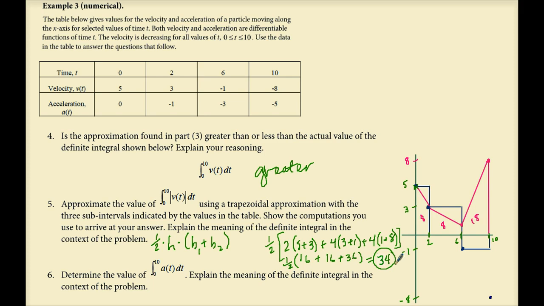Determine the value of the integral of a of t dt from 0 to 10. Explain the meaning of the definite integral in the context of the problem. This integral will find net change in velocity, and since we know what beginning and ending velocity are, we can find the value of this integral. We'll need to find v of 10 minus v of 0. That was -8 minus 5, which is -13.